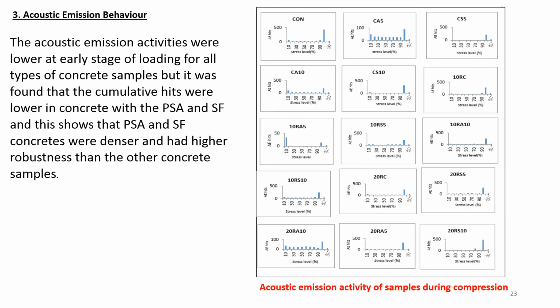This is the acoustic emission behavior result of the samples. From here we can say that acoustic emission activities were lower at the early stage of loading. But it was found that cumulative hits were lower in concrete with PSA and SF, and this showed that PSA and SF concretes were denser and had higher robustness than the other concrete samples.